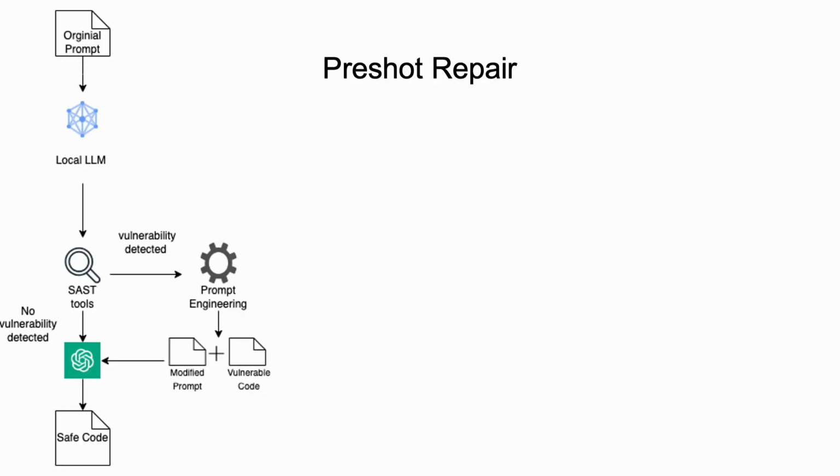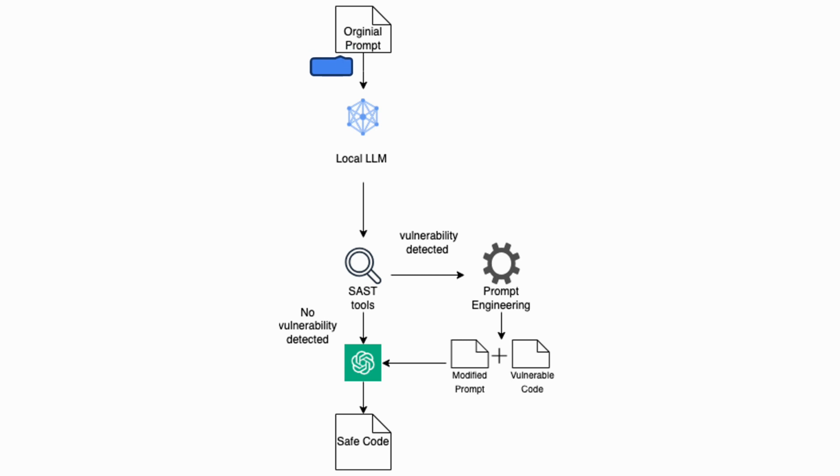Moving on, our second approach is called pre-shot repair. Initially, a prompt is sent to a compact large language model which can be executed locally on a typical computer. The model then generates a code sample, then a suite of SAST tools assesses this code. Should any security flaws arise, we engage in prompt refinement based on the feedback received.